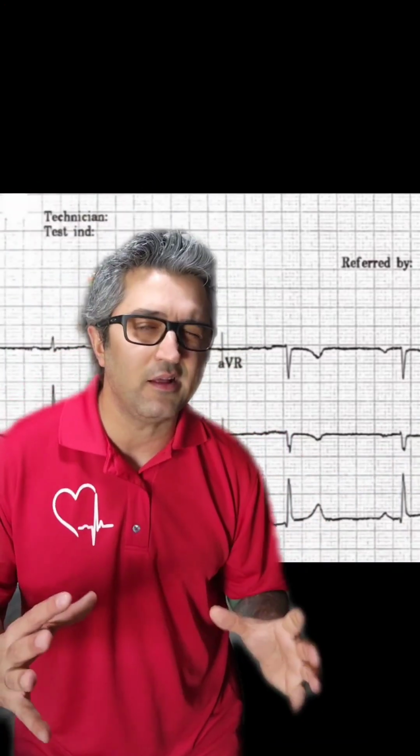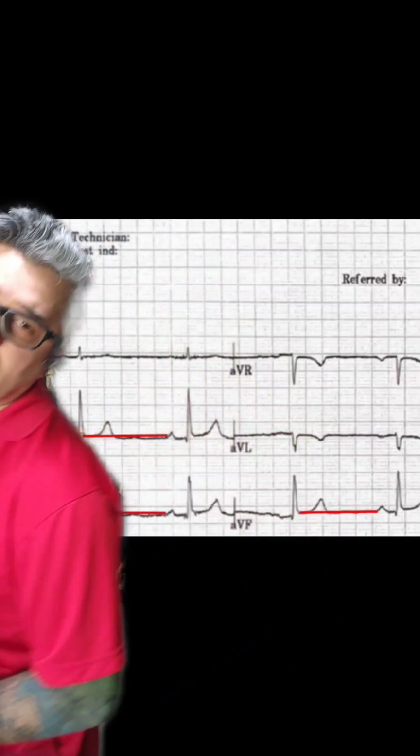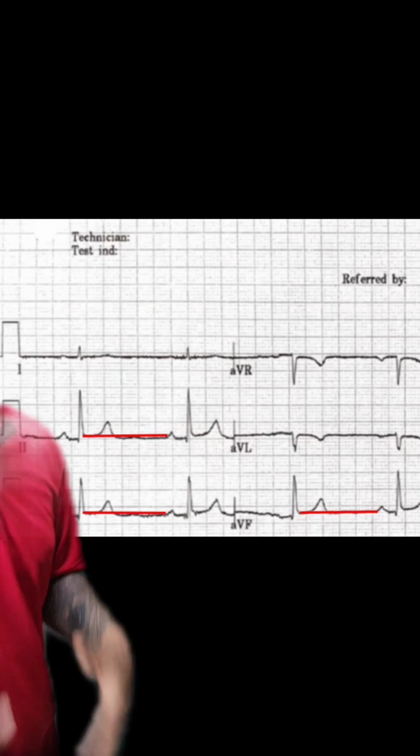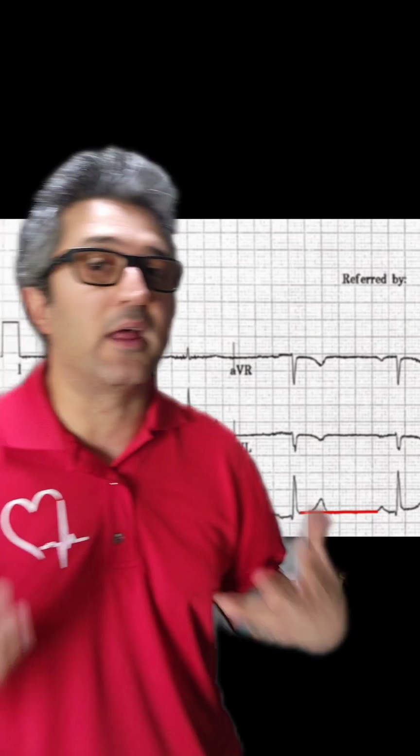But let's draw a line through our TP segment and see where our actual isoelectric line is. And as we can see, once we compare the ST segment and J point to the TP segment, we find out that our ST segment is actually isoelectric and there is no ST segment elevation here.